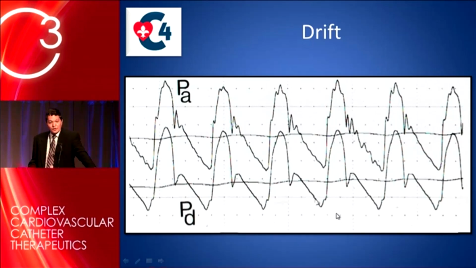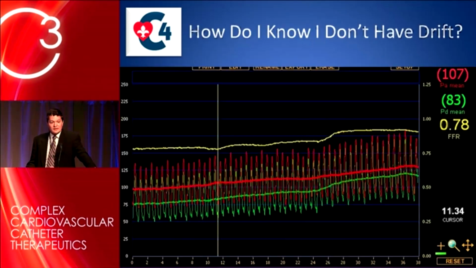We have to observe the hemodynamic tracings, and in this case we see that the hemodynamic traces look exactly duplicative, except one is less than the other. You see the dicrotic notch still well circumscribed in the distal pressure, and this in fact is representative of pressure drift. This is not a real pressure difference, but one that was electronically induced.